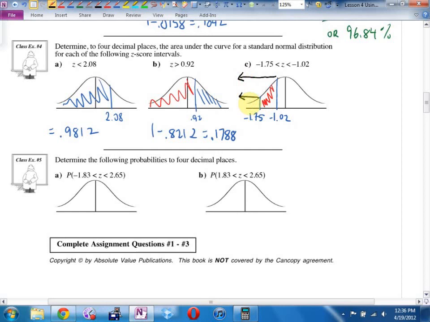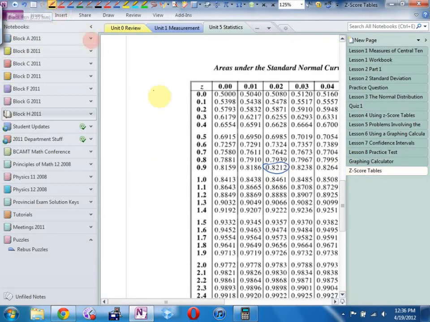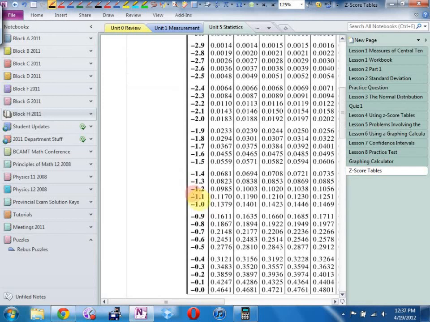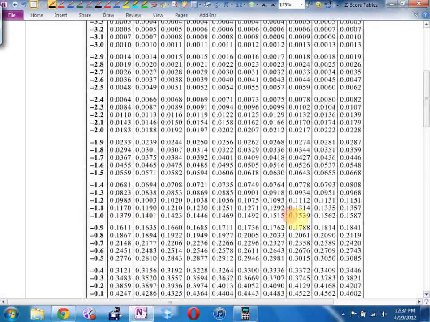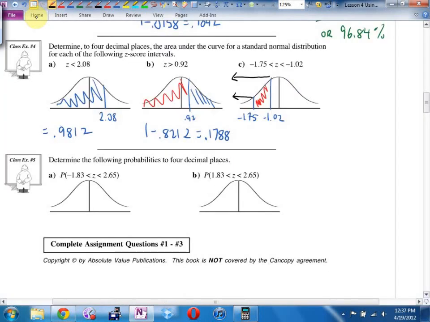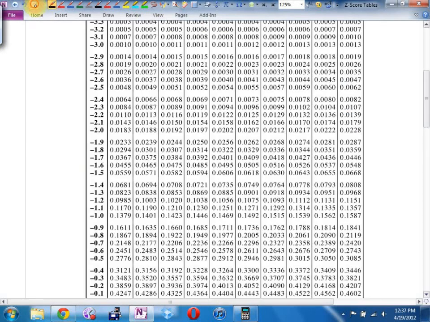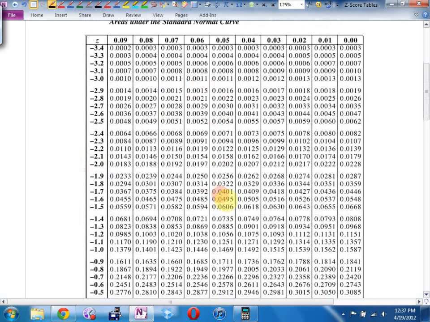Negative 1.02. Is it 0.1539? Yeah. 0.1539, that's the bigger one, minus negative 1.75. Is it 0.0401?